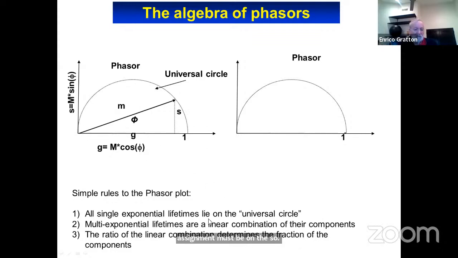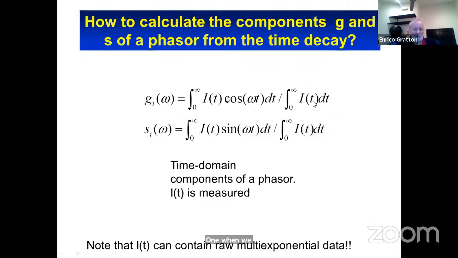If you have a multi-exponential decay, suppose this is one exponential decay, and that is another exponential decay. All the points with two exponential decays will fall on the line between T1 and T2. An experimental point will be here, and the distance of this point to T2 and the distance from this point to T1 will give the fractional intensity component of T1 and T2. It gives the fractional intensity component because we divide by the total intensity.